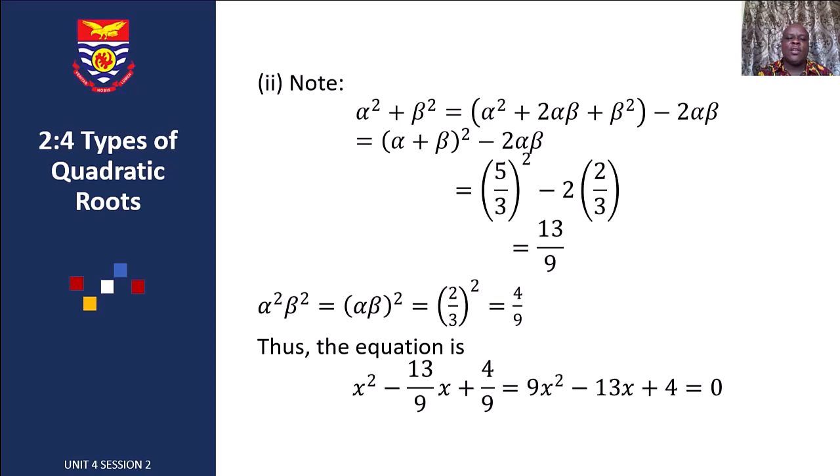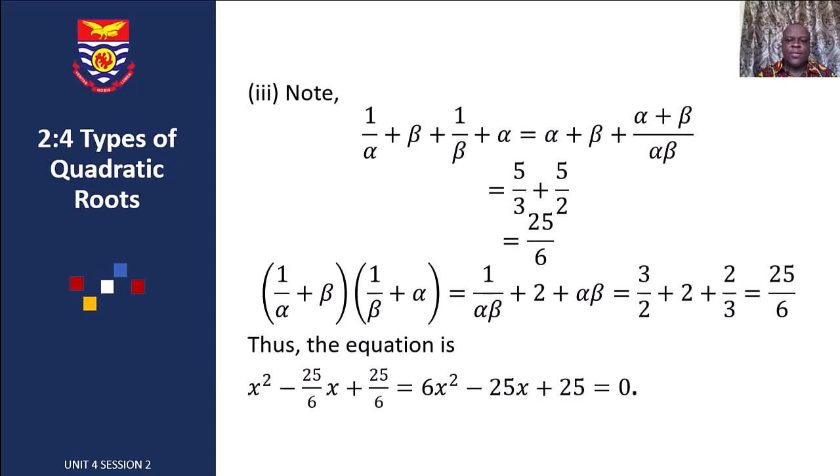So we put these two answers into our equation 2. So x squared minus alpha plus beta is 13 out of 9x. Then plus alpha beta, which is 4 out of 9. You simplify this, you get 9x squared minus 13x plus 4 is equal to 0. That means we multiply through by 9 to get this answer.